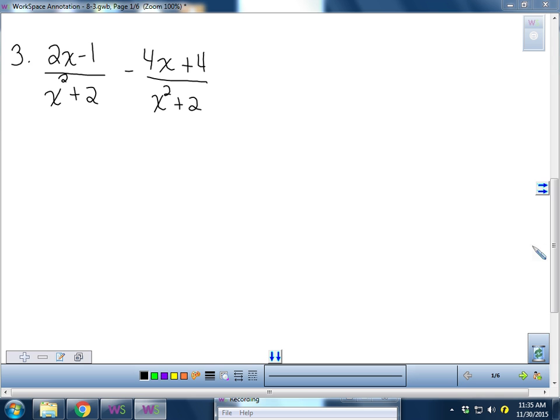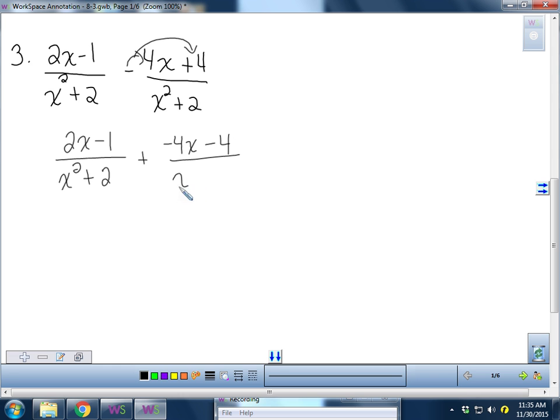All right, let's talk about one that's subtracting. Subtracting is just like adding, only you have to think a little bit. Since I have more than one term after my negative right here, I need to distribute that. So this first one stays just like it is, 2x minus 1 over x squared plus 2. But then I'm going to distribute this negative. So that's going to give me plus a negative 4x minus 4.